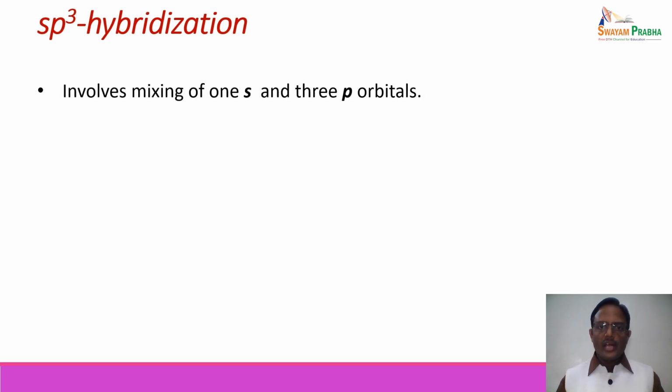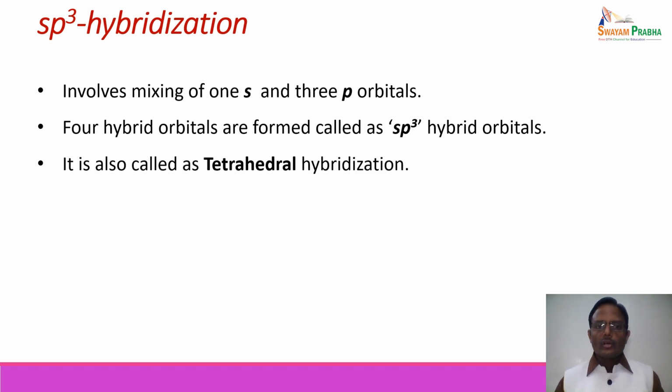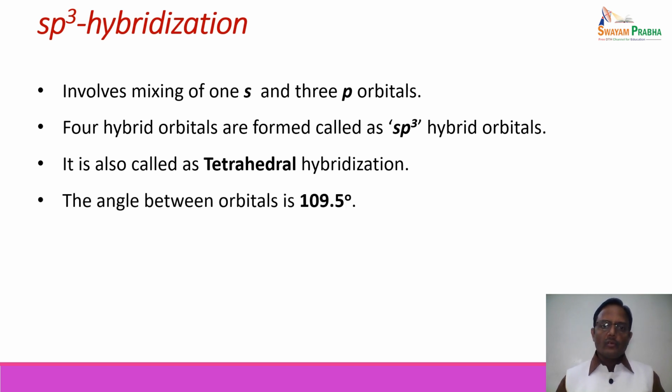Third type of hybridization is sp3 hybridization. As the word indicates, it is the hybridization of one s orbital and 3 p orbitals. Since 4 atomic orbitals are mixing, 4 hybrid orbitals will be formed. It is also called a tetrahedral type of hybridization because the geometry of the molecule will be tetrahedral, and the angle between the 4 orbitals formed will be exactly 109.5 degree.